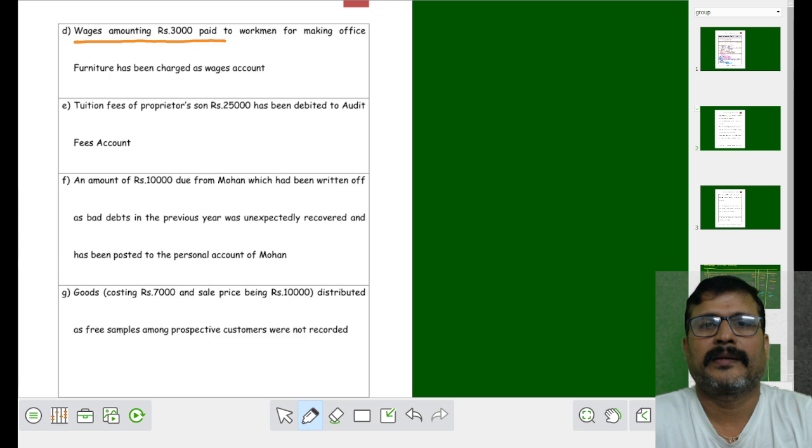Wages amounting to rupees 3,000 paid. For what? To the workman for making office furniture. For what purpose you paid the wages? You paid the wages to the workman for making the furniture. For furniture you paid the wages. Okay, it is not the repair of furniture.